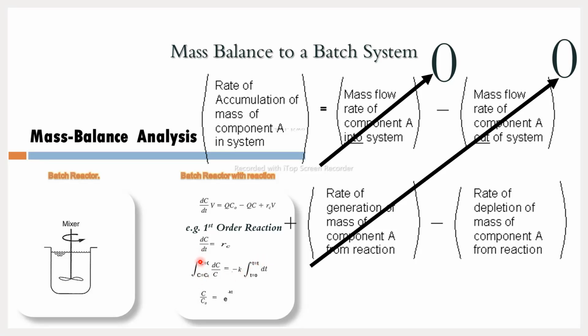So now after integration, there is a formula of integration. It becomes ln of C equals minus K into T. Ln of C means on the right hand side it becomes e to the power minus kt, and ln of C minus ln of C naught becomes ln of C by C naught. So this remains on the left hand side. So the ultimate mass balance equation for a batch reactor for a first order reaction becomes C equals C naught into e to the power minus kt. Okay.